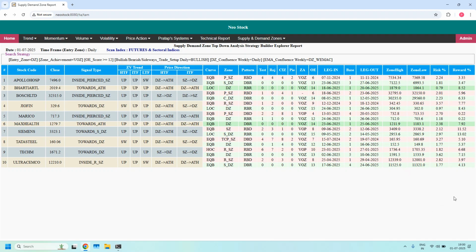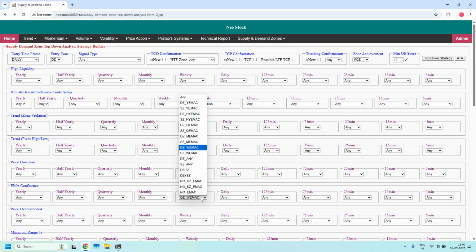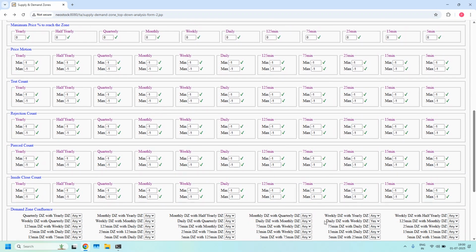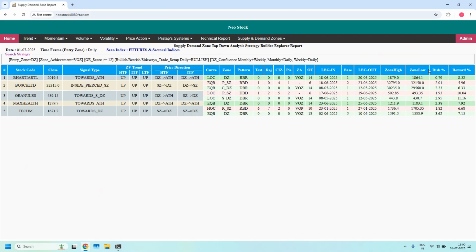Okay, next we will filter based on daily, weekly and monthly demand zone confluence, removing the EMA filter. In the demand zone confluence, now we will add 3 filters. First one is daily, weekly, already enabled. Next, daily and monthly demand zone confluence, weekly and monthly demand zone confluence. With all 3 filters, daily, weekly, monthly, we got 5 stocks. In all these 5 stocks, daily demand zones overlapped with weekly, both together overlapped with monthly demand zone.